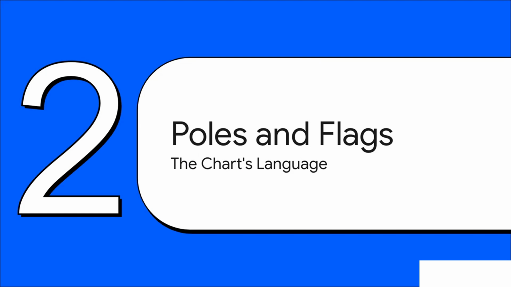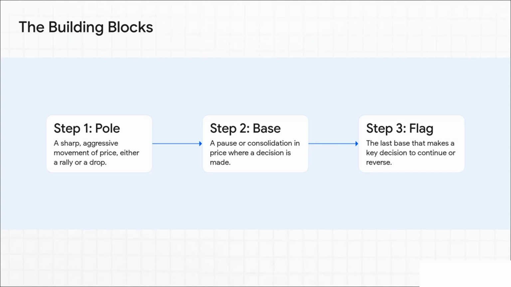Okay, so if it's all about orders, how in the world do we actually see that on a price chart? Well, let's get into the basic language this methodology uses to break it all down. It really just comes down to three simple building blocks. First, you have what's called a pull. That's just any sharp, aggressive move, doesn't matter if it's up or down. Next, the price bases. It kind of pauses, goes sideways, and just catches its breath. This is where the market is making a decision.